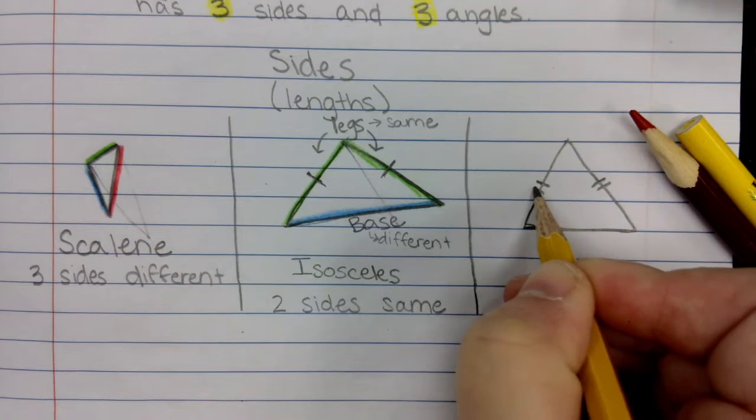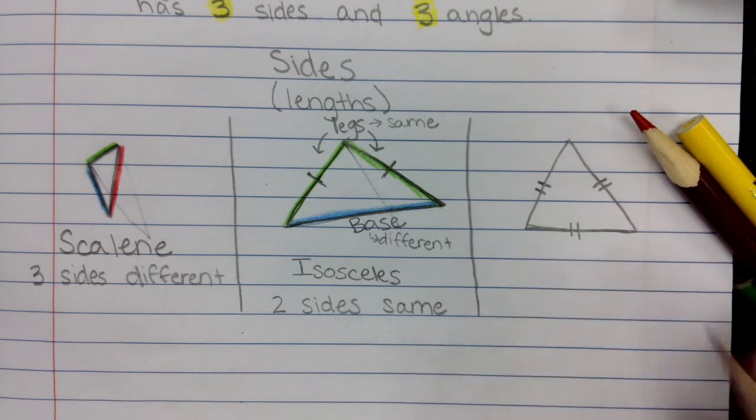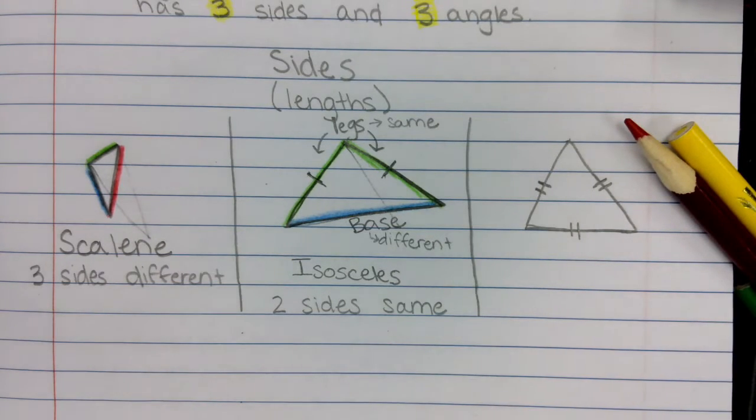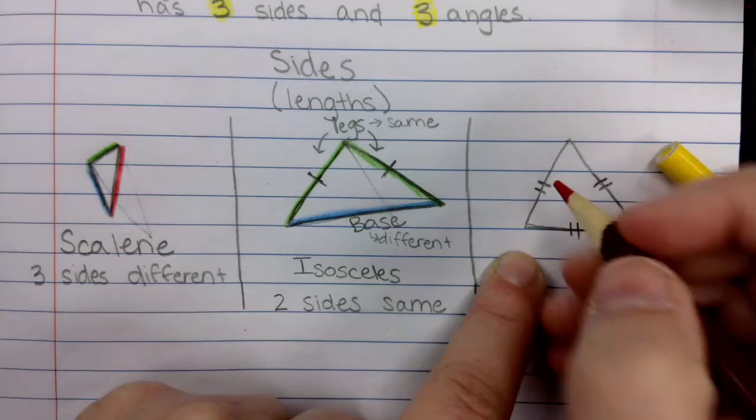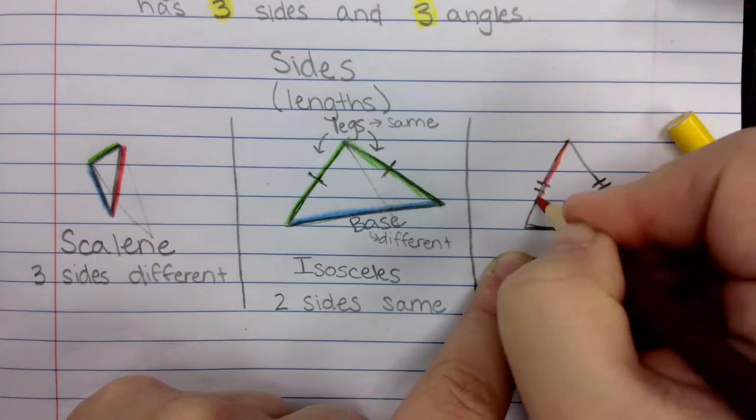So I'm going to color code those all in the same color because all those three sides match. I'm going to use red. If you want to use a different color, that's fine. But all three of these sides are the same. They're all equal to each other. They're all congruent.